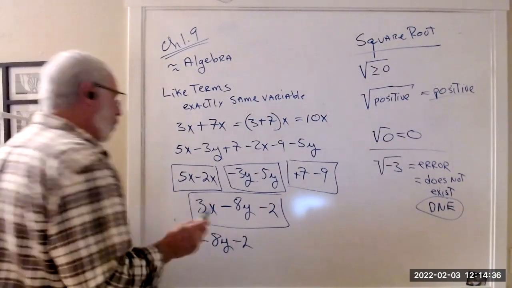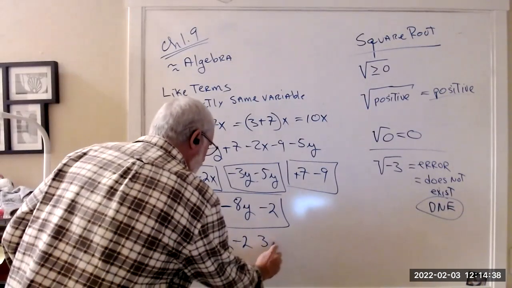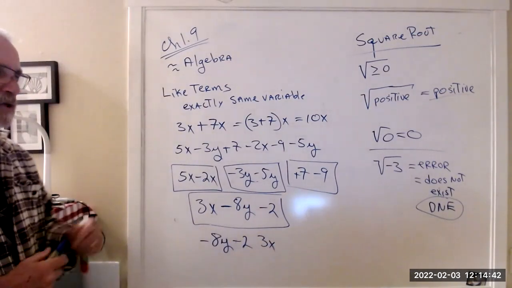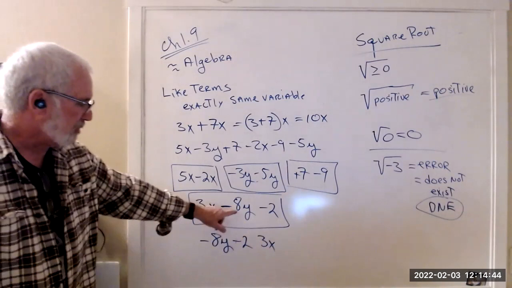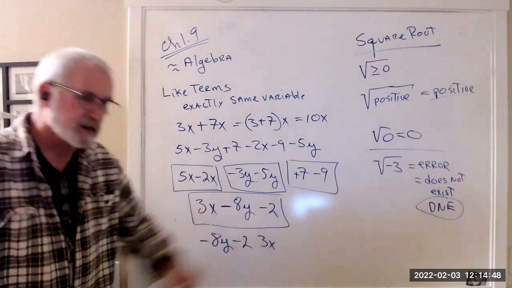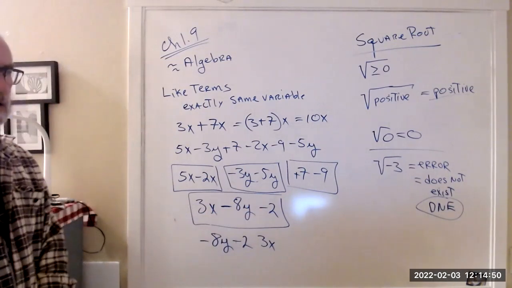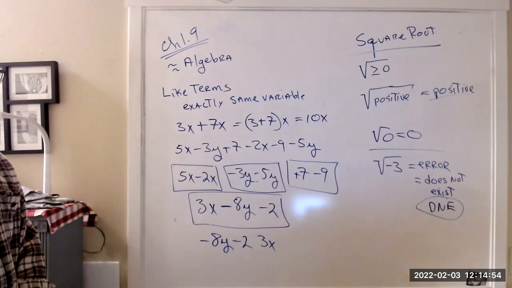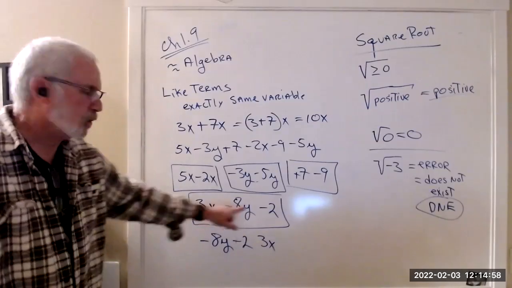Now, what's wrong with this? Look what I just wrote down here. I scrambled the answers up, the variables up. I put the minus 8y in front, the minus 2 in the middle, and I put the 3x in the end. But that's wrong. Why? Now you have to multiply. Well, that says multiply, but were they really multiplying up here?